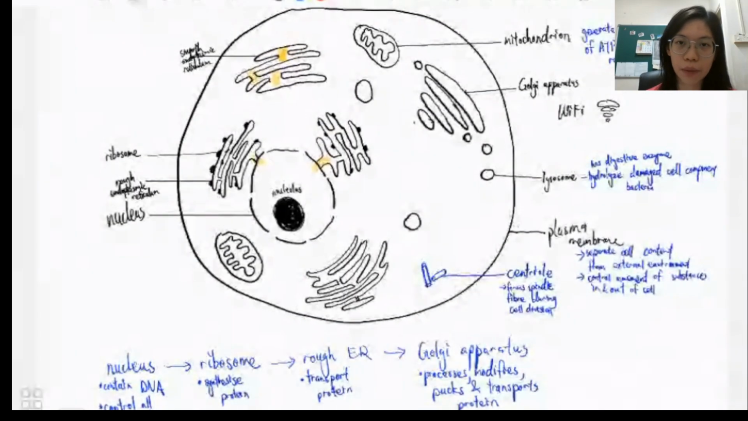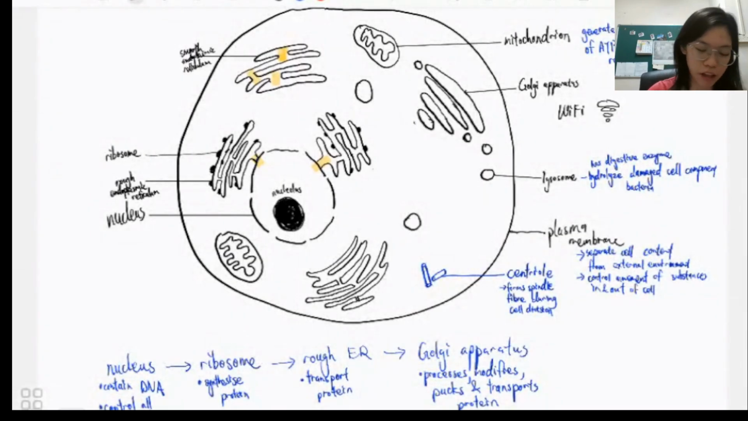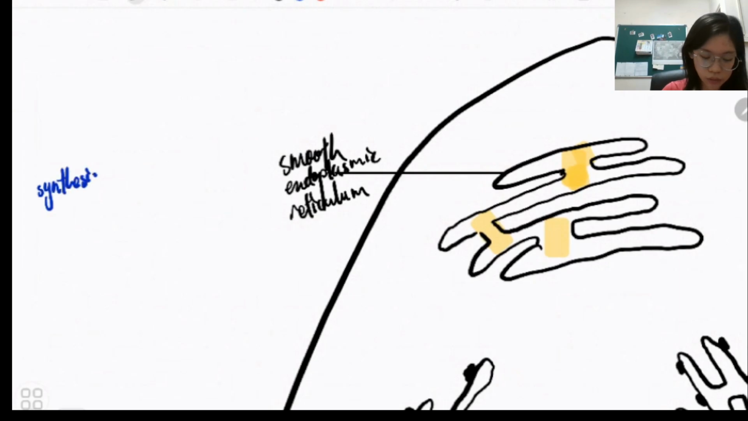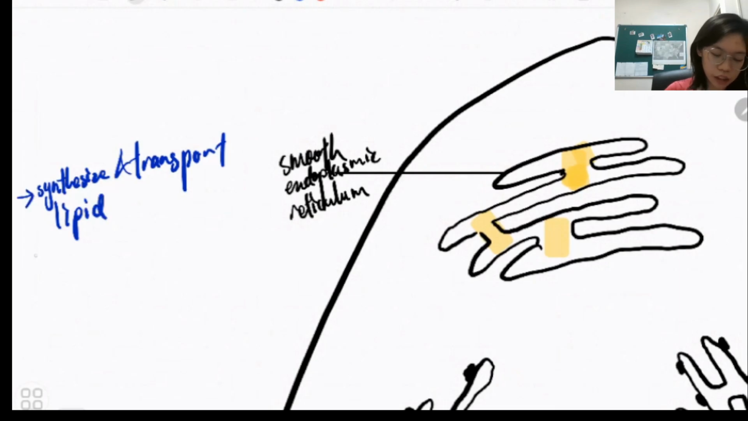And I totally forgot something, which is your smooth endoplasmic reticulum. So what does your smooth endoplasmic reticulum do? Since rough endoplasmic reticulum is the one that transports protein synthesized by ribosome, smooth endoplasmic reticulum, meanwhile, is the one that synthesizes and transports lipid. Other than this function, it also detoxifies drugs and metabolic byproduct.